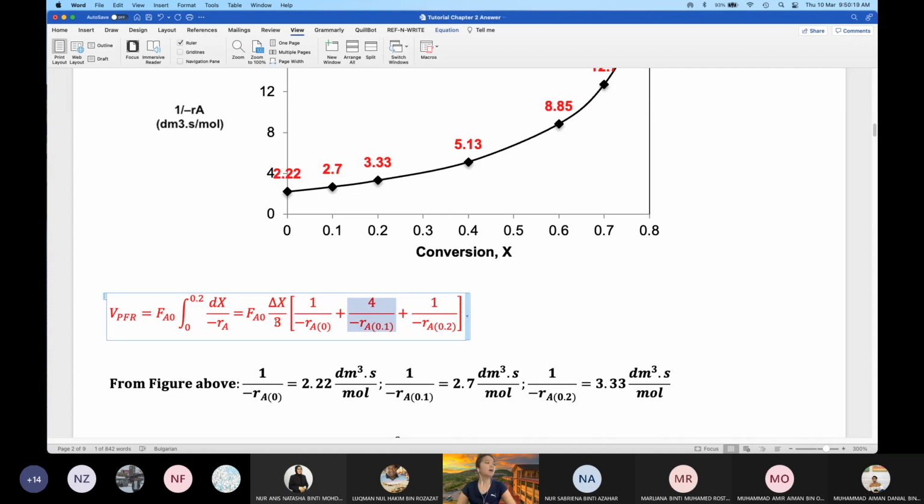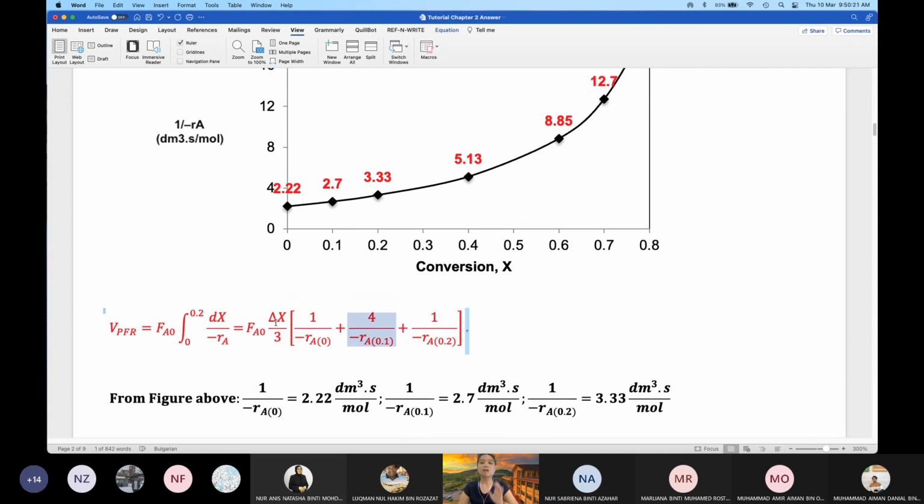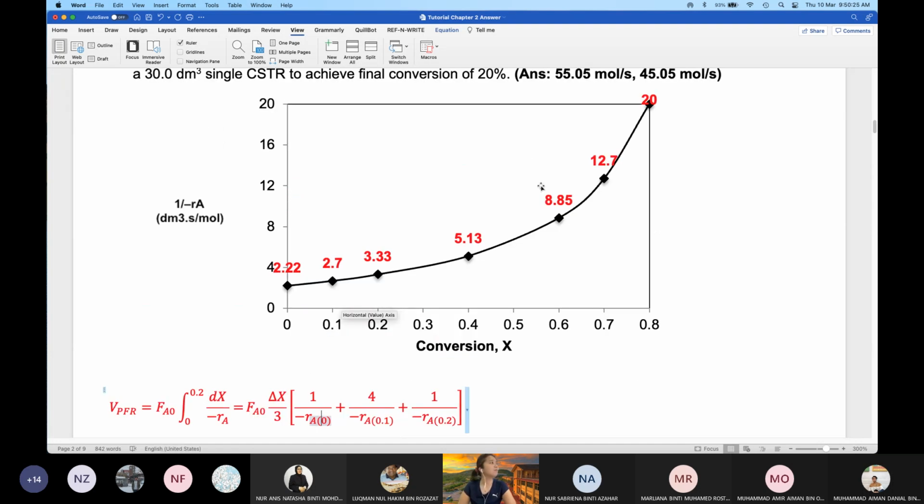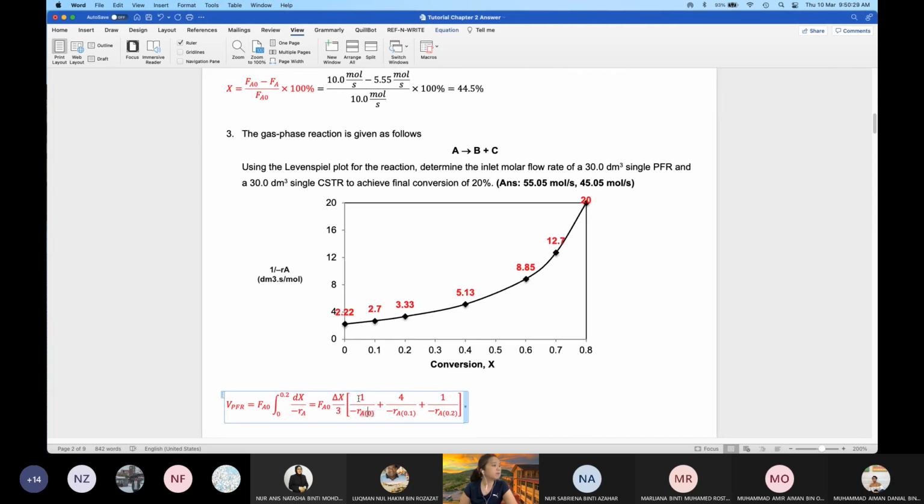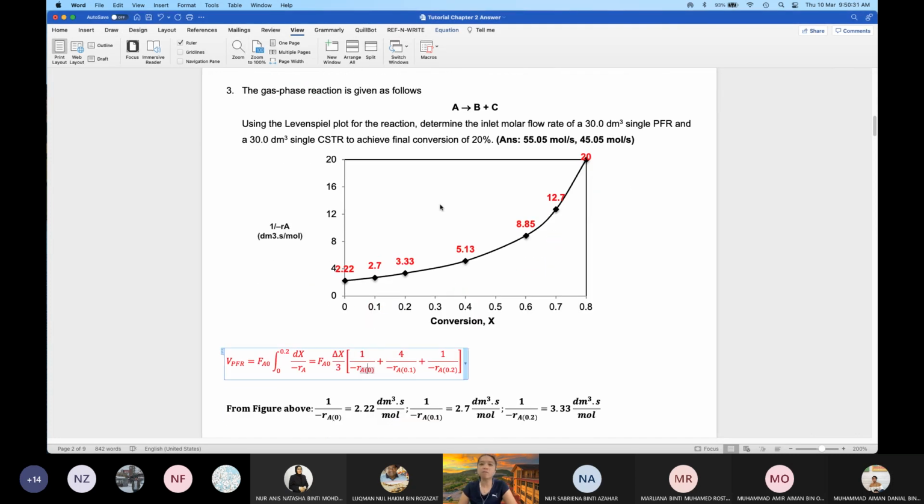Okay, so then we solve the question. Okay, then you see to get the 1 per minus RA, you have to look from the Lorentz-Spear plot. To find the 1 per minus RA, you have to find from the Lorentz-Spear plot. Means when my X is 0, 1 per minus RA is 2.22. Next, when my X is 0.1, my 1 per minus RA 2.7.